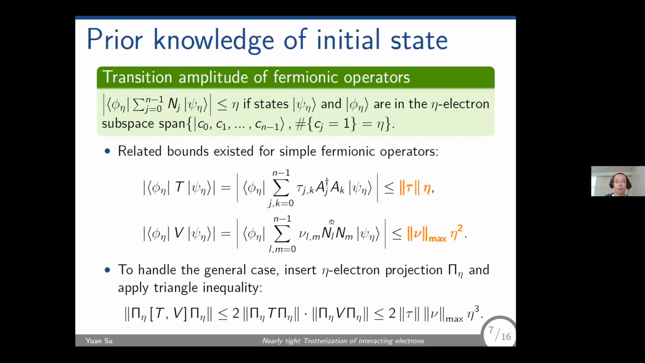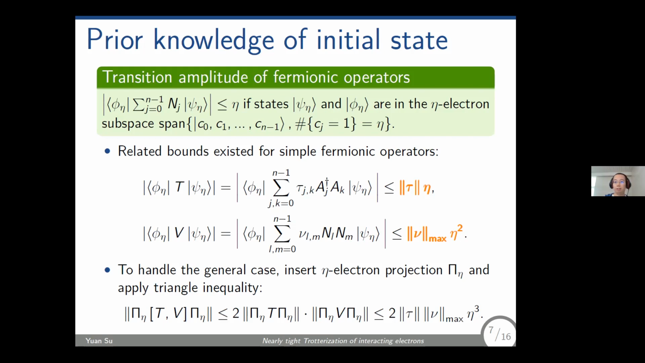Okay, so we can also do another simple example where we try to bound the transition amplitude of the V part. By definition, it's given by this linear combination of occupation number operators. In this case, you can just upper bound the coefficients by some maximum possible value. You also have two copies of this particle number operator. As a result, you get eta squared.